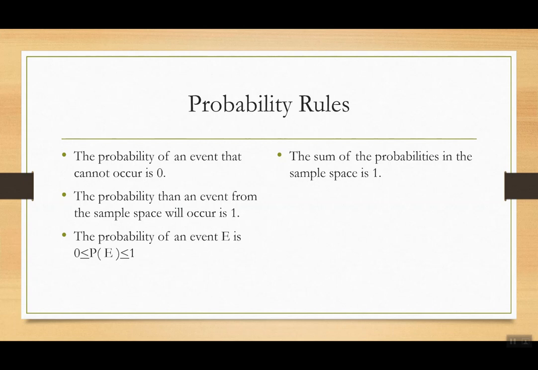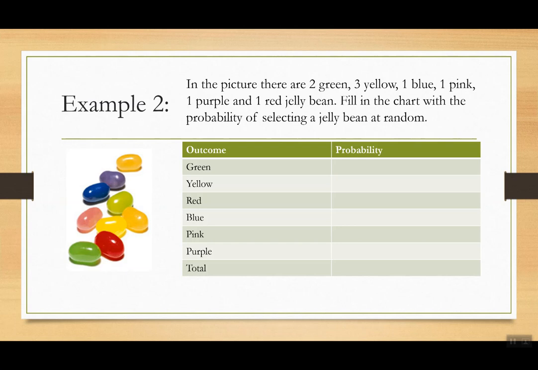Finally, the sum of the probabilities in a sample space should be 1. That one we need to take a look at, so let's do another example. So say that we have this. I have 2 green, 3 yellow, 1 blue, 1 pink, 1 purple, and 1 red jelly bean. We want to fill in the chart with the probability of selecting a jelly bean at random.